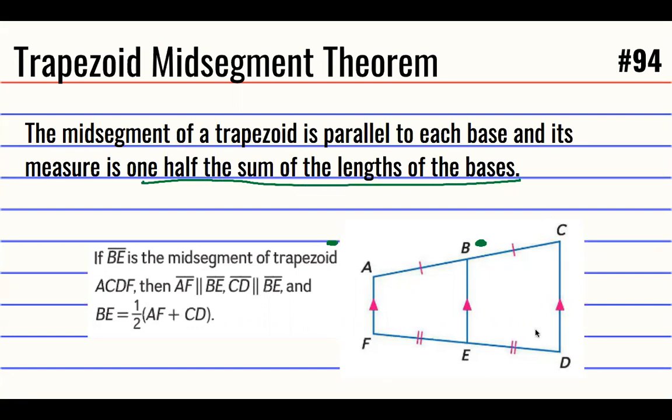All right. So in this particular trapezoid, AF and CD are the bases. This one is oriented differently, but because those are the two sides that are parallel, then AF and CD are the bases. And so then the length of BE is 1/2 of the sum of AF and CD. So let's put that to practice.